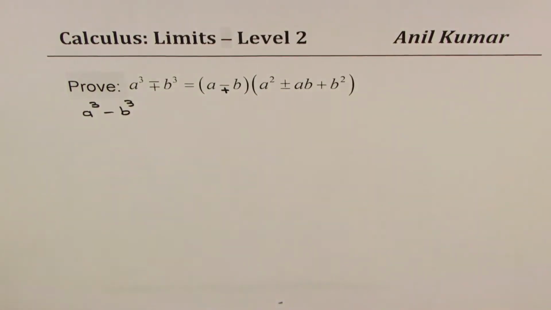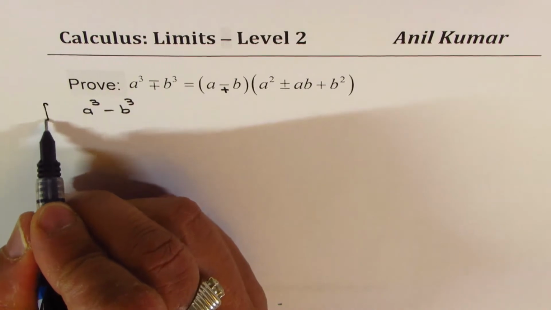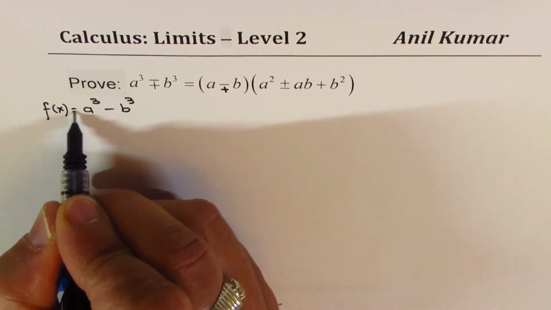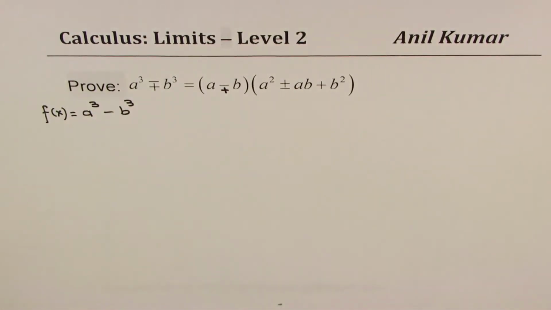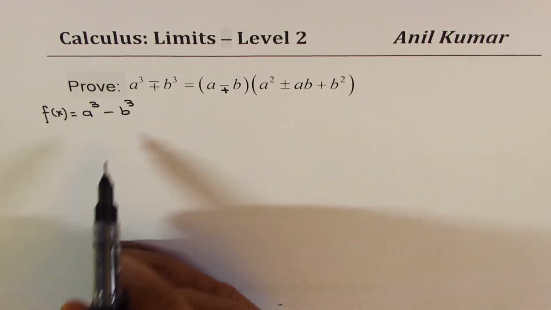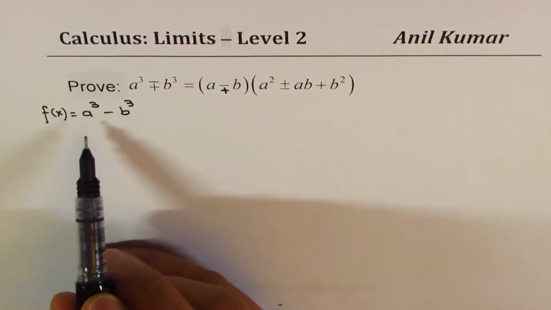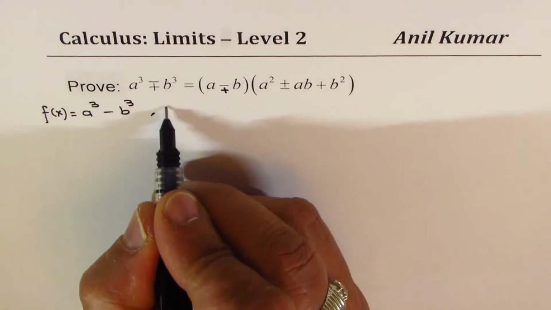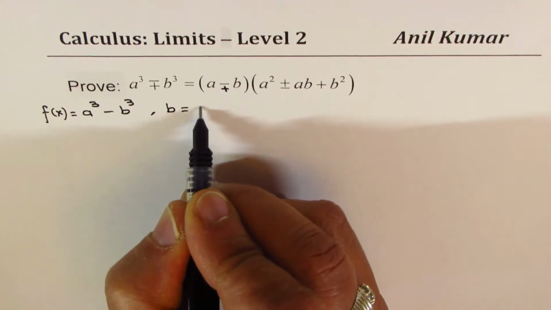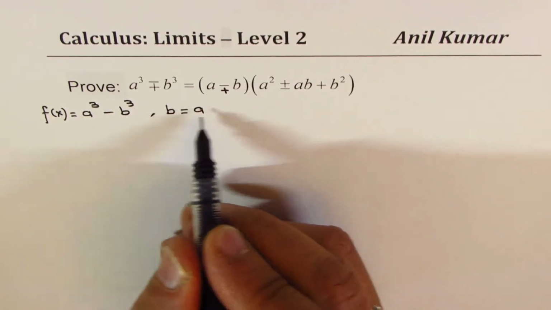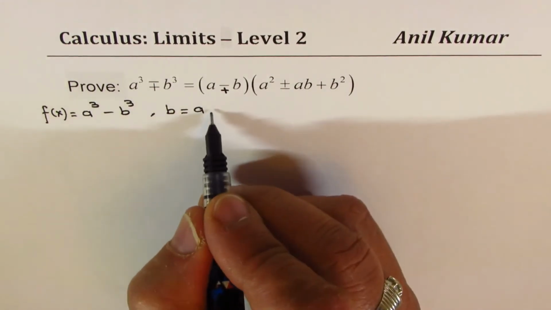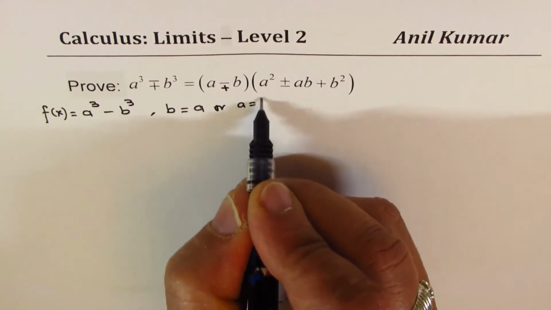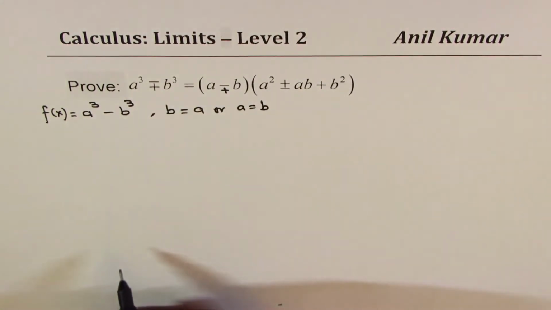Now let us say we have a function f of x which is a cube minus b cube, and we have to factor this function. In that case, we'll look for values of a which can make it 0. So here you can see a equals b will make it 0, right?